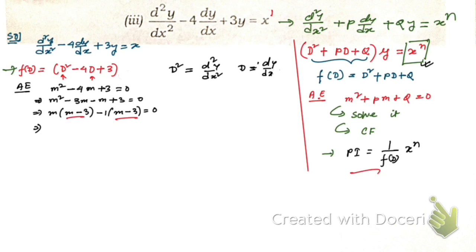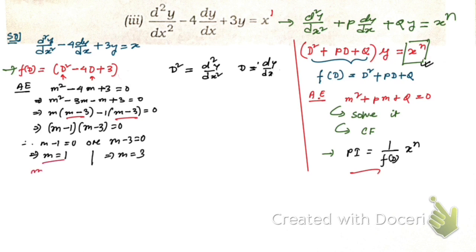So here m minus 3 is taken common. We have got m minus 1 into m minus 3 is equal to 0. So m minus 1 equal to 0 or m minus 3 is equal to 0. So from here we will get m is equal to 1, m is equal to 3. So let us take this one as m1 and this one as m2, right? So our CF is given by c1 e to the power m1x, as we are getting m1 is 1, so we have got e to the power x only. Similarly c2 e to the power m2x, so m2 is 3, so we will get e to the power 3x only.